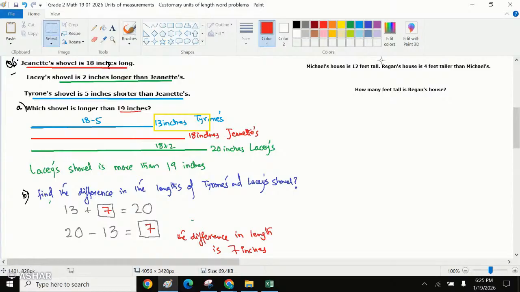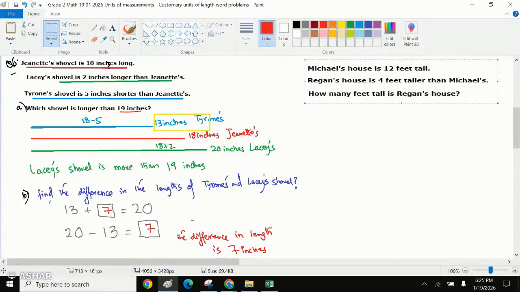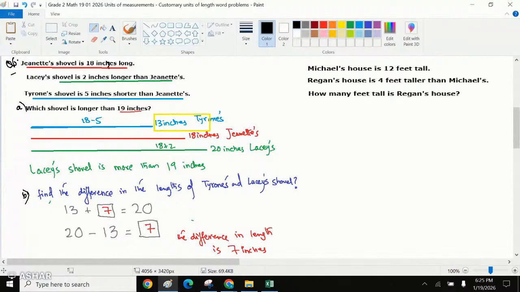Let me just copy. Okay. The next question says Michael's house is 12 feet tall. Or high, right? The house cannot be tall. It should be higher, right? We can say tall or higher. So we know that Michael's house is 12 feet tall or high.